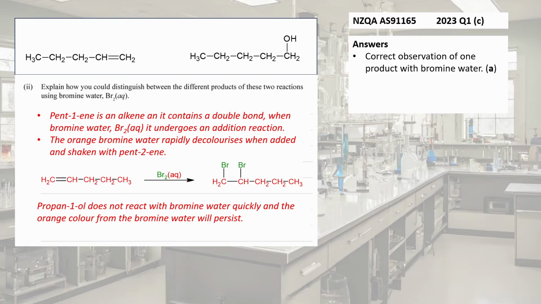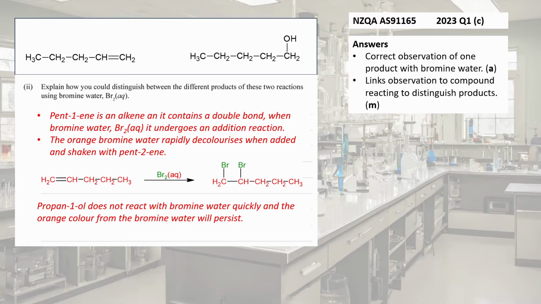Answers. If we wrote the correct observation for one of these, so even the last bit here, the bromine water persists, then I get an achieved mark. If I link the observation to the compound reacting to distinguish the product, so if I talked about the bromine water changing color when we add it to the pent-1-ene because it is undergoing an addition reaction, we're going to get the achieved merit mark here.